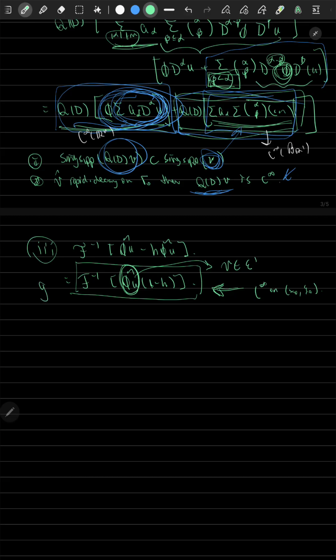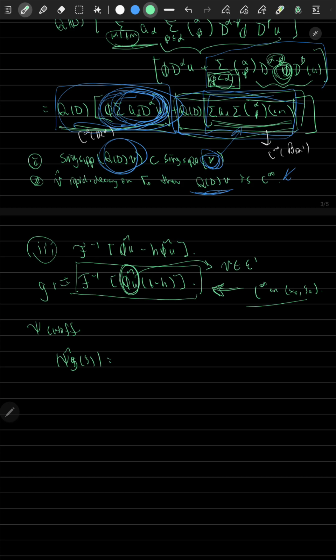So we can define, let's say, G equal to this, just to make notation easier. And remember, if we want to show that G is C infinity here, we have to define a cutoff function psi around x0 that equals 1 on some neighborhood of x0. And now we analyze the Fourier transform.